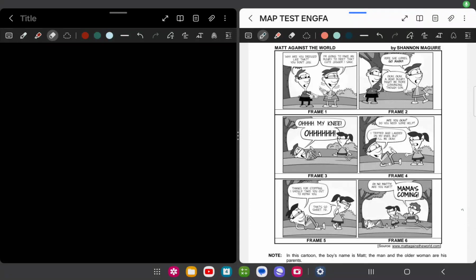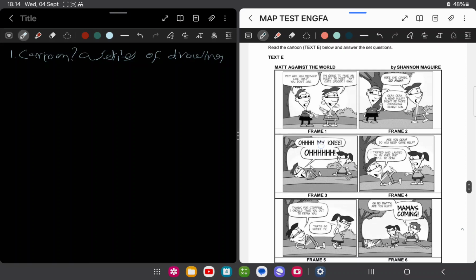Hello guys, in this video we're going to look at the analysis of a cartoon. So firstly we have to understand what a cartoon is. Number one, what is a cartoon? A cartoon is a series of drawings where each separate drawing tells part of a story. Each separate drawing is called a frame.